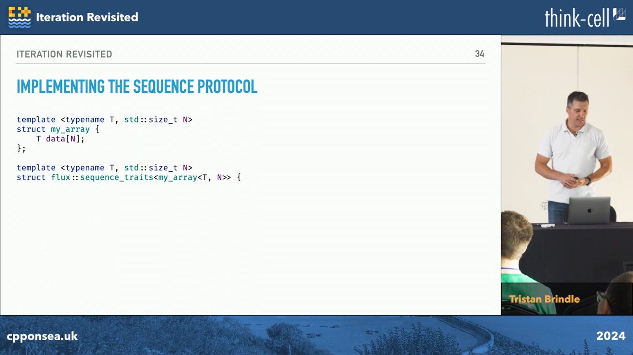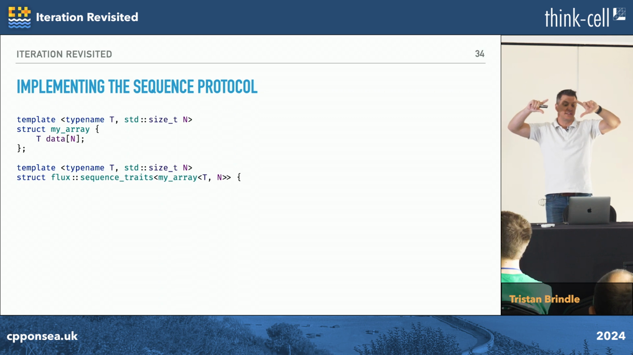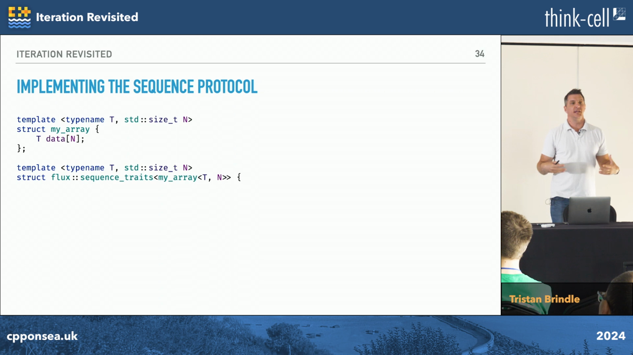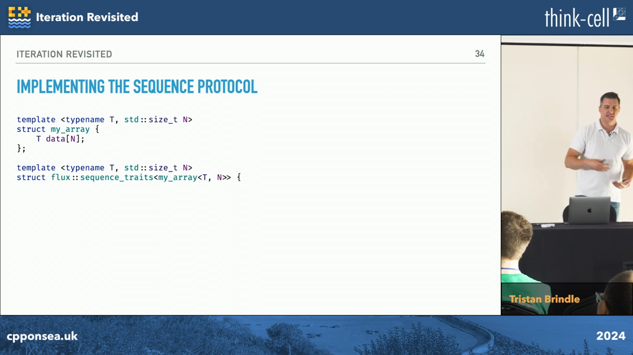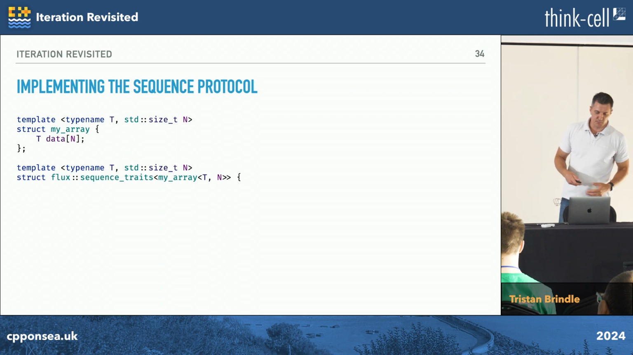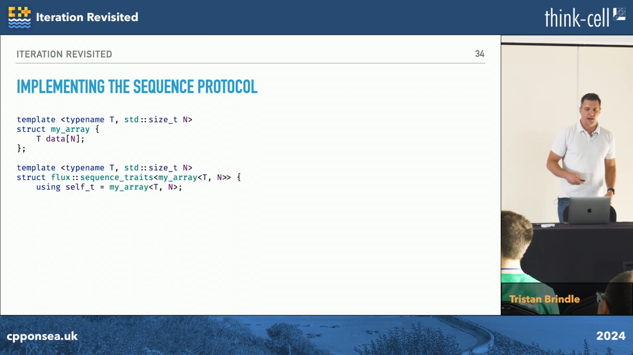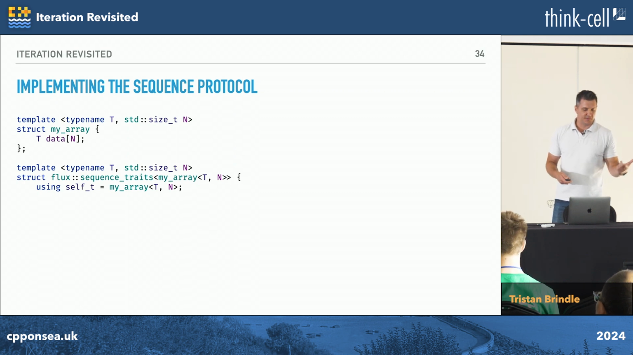Well, what we need to do is provide a specialization of this class template, Flux sequence traits, specialized for, in this case, myArray. This is a way in which we do customization in this library. There are other libraries that use this, like some Boost libraries use this form of doing customization. There are various ways of doing it. This is my preferred way. So we're going to have this alias self_t just for myArray. It just saves us some room on the slides.